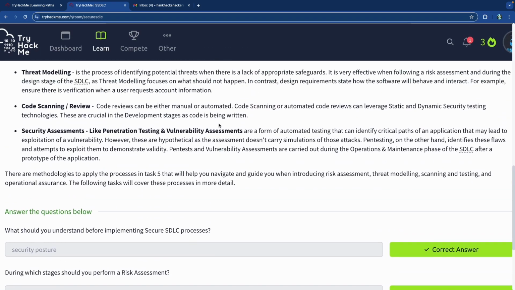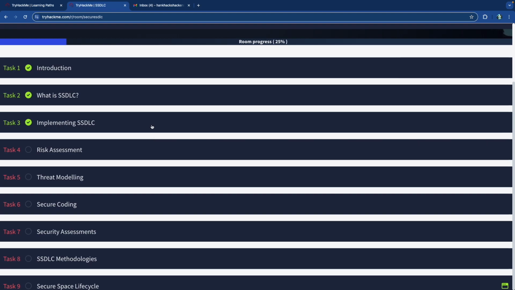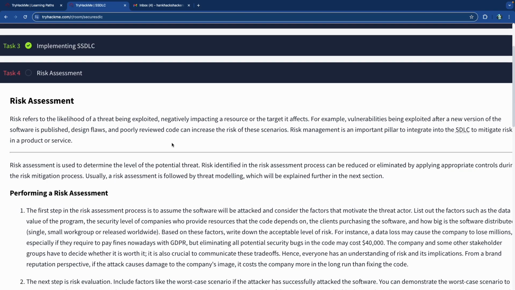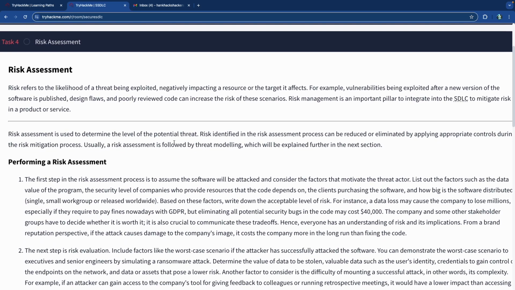So these are some of the questions to just confirm that we wrapped our head around this information. And so now we're going to jump into a risk assessment. What is a risk assessment? And let's see what we can learn here.